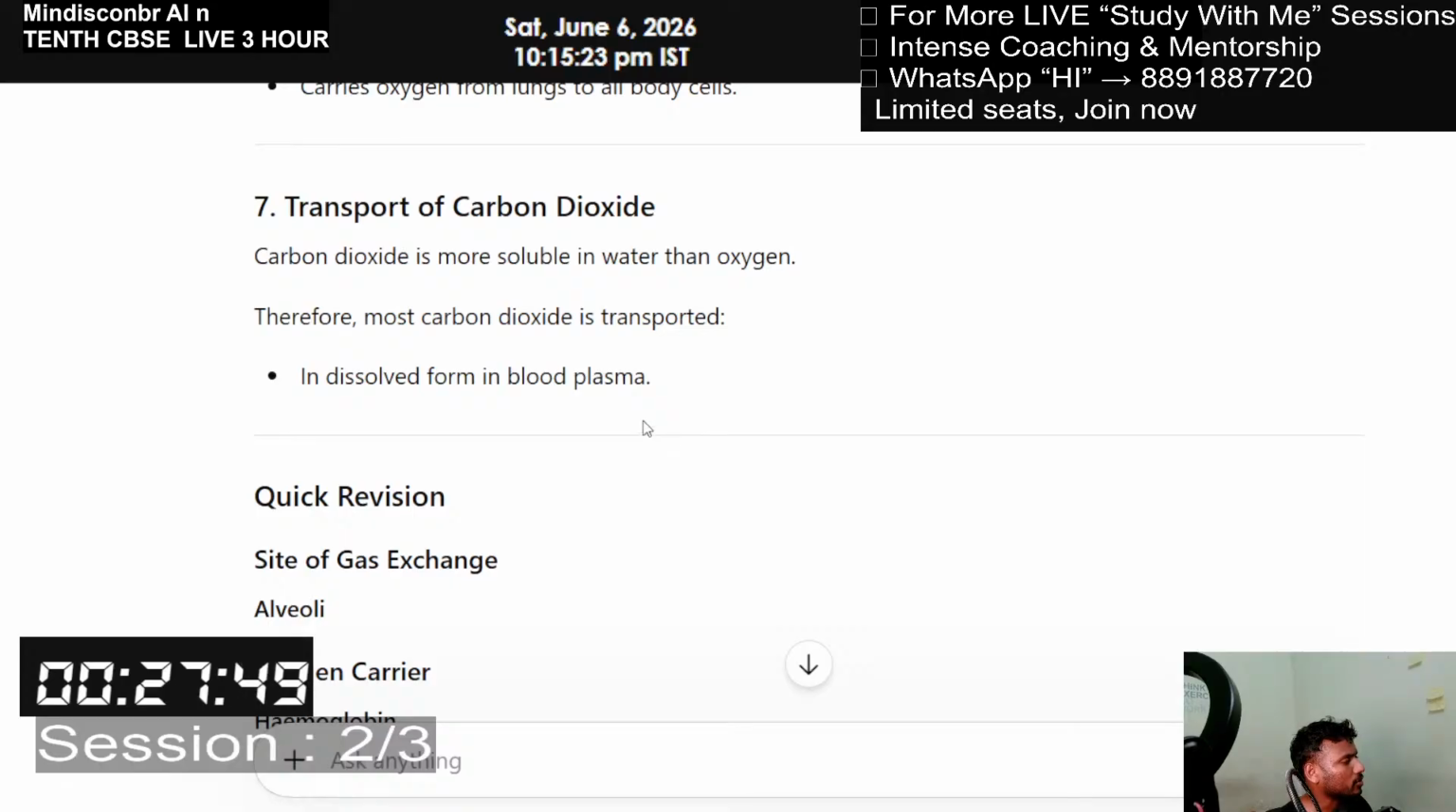Transport of carbon dioxide. Carbon dioxide is more soluble in water than oxygen. Therefore, most carbon dioxide is transported in dissolved form in the blood plasma. So carbon dioxide is transported in dissolved form in the blood plasma, and it is more soluble in water as compared to oxygen.